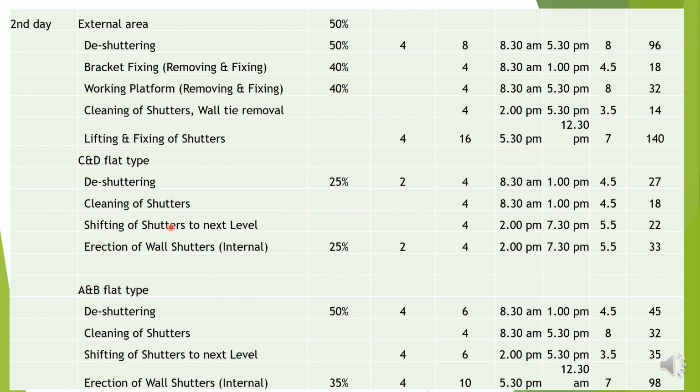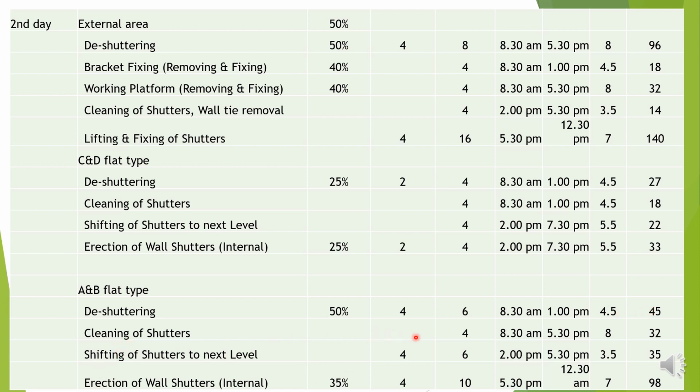Cleaning of shutters, 4 helpers, 4.5 hours, that is 18 hours. Shifting of shutters to the next level, 4 helpers, 5.5 hours, that is 22 hours. Erection of wall shutters internal 25 percentage, 2 carpenters, 4 helpers, 5.5 hours, total 33 hours. Flat type, de-shuttering 50 percentage, because we already done a 50 percentage.